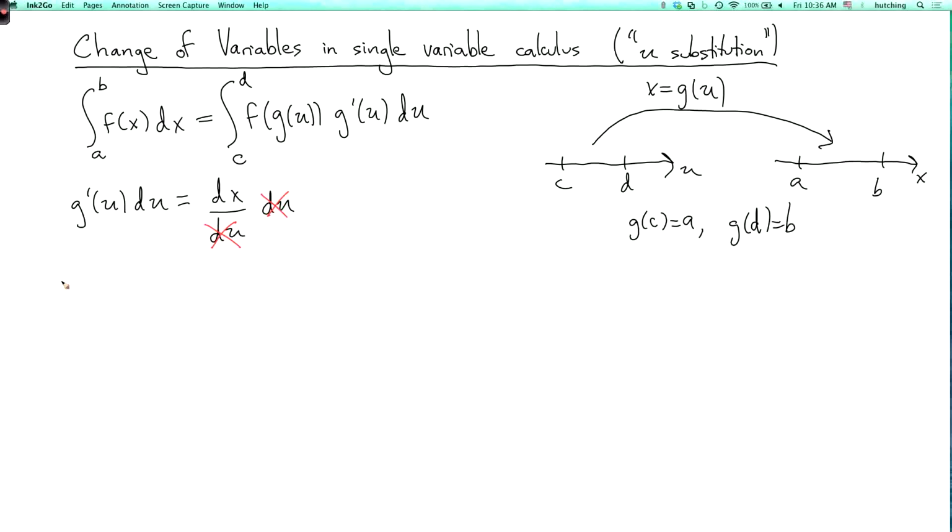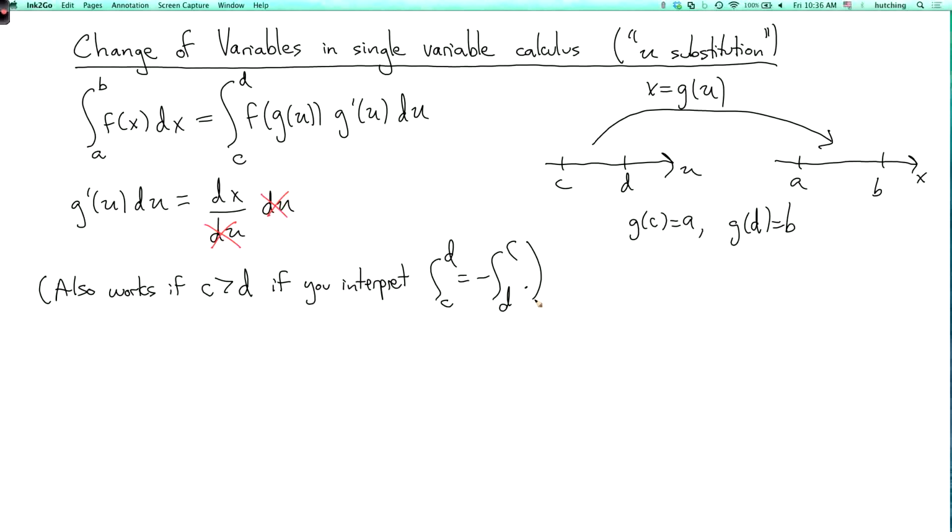Okay, this also works if c is bigger than d. So it's sort of a strange thing to think of integrating from a bigger number to a smaller number, but the formula is correct if you interpret the integral from c to d as minus the integral from d to c.